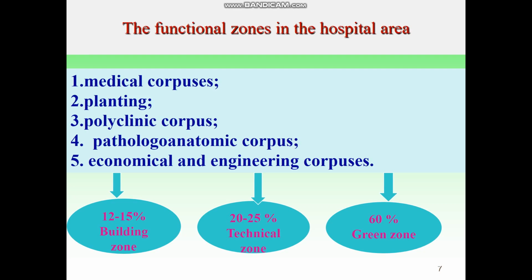There are the following functional zones in the hospital area: medical corpus for infection and non-infection patients, pediatric, dermatovenerologic, radiological department, maternity home, polyclinic corpus, pathology-anatomy corpus, and economical and engineering corpus. 50% of the area for building, 25% food premises and technical section, and 60% of the area for natural lighting and ventilation, green zone.